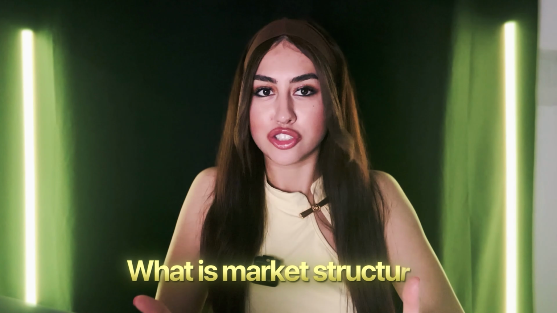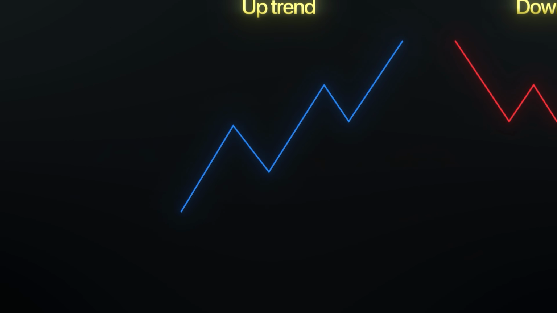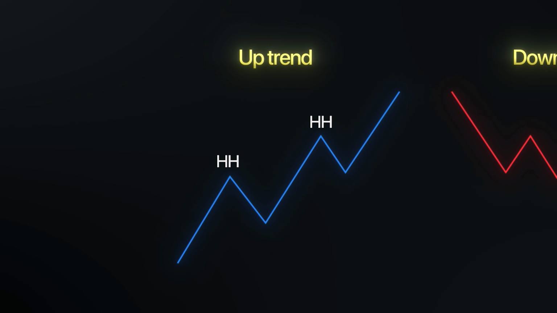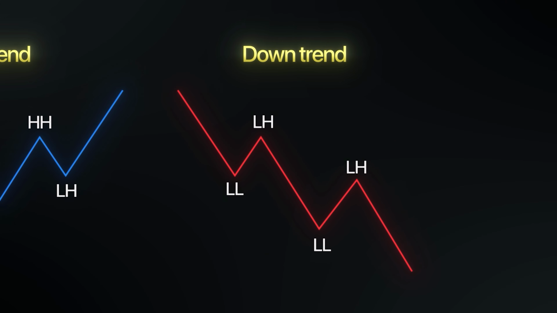So what is market structure? Well, market structure is how price moves. Price moves in two directions. It can move in an uptrend and a downtrend. In an uptrend, we have higher highs and higher lows. And in a downtrend, we have lower lows and lower highs. Now I'm going to draw what that looks like on a chart, and then we're going to see how it looks like on a live chart.